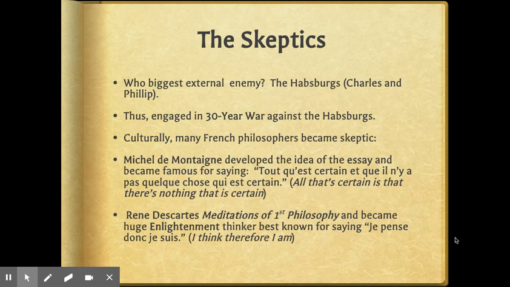René Descartes is also going to emerge during this time period. He wrote a book called Meditations of First Philosophy. He is probably one of the most well-known of the Enlightenment thinkers. He's also a mathematician, a philosopher. He does a lot of stuff. His most famous saying is, Je pense donc je suis. I think, therefore I am.